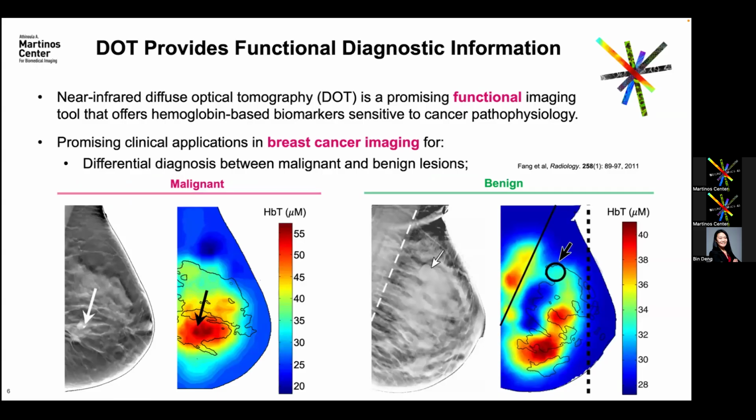In our group, we started using diffuse optical tomography for breast cancer imaging well over a decade ago because optical imaging requires surface measurement, meaning the optical sensor needs to be close to the tissue, and breast tissue is just the one tissue that is very accessible by this technology. Our group started with using diffuse optical tomography to differentiate malignant and benign lesions in the breast. For example, in this figure, you can see that the malignant tumor has a much higher hemoglobin concentration compared to the benign case. And this is work we did a while ago.